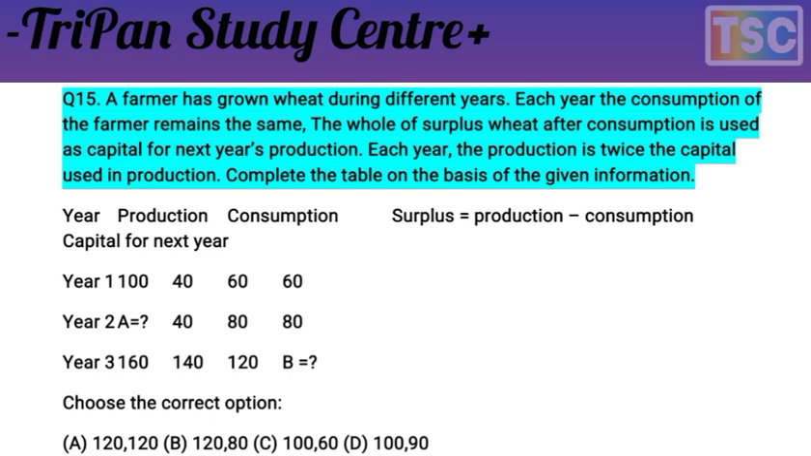And the next, the second year. The first and second years are the same here, 60, 60, 80, 80. It means 120. The 120 is the B here. Then option A is correct. Option A is correct: A is 120 and B is 120. And let's see the next question.